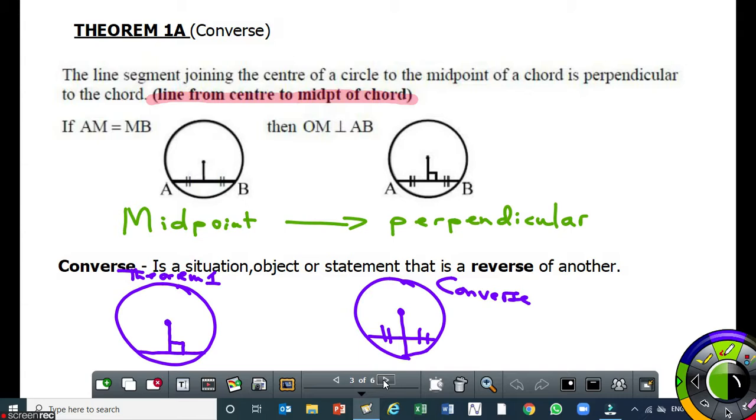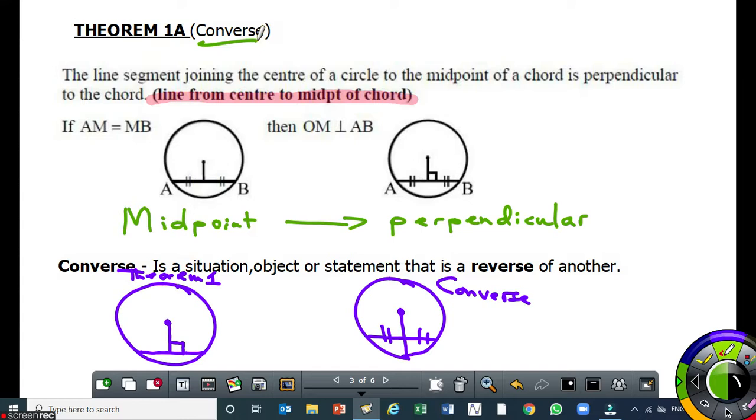Theorem 1a. That is the converse. In previous grades, I'm not sure whether you were taught what the meaning of that word is, the converse. The word converse in geometry means the opposite. It is a statement that is the opposite of, in this case, a theorem. This is called the converse of theorem 1a, which means it is the reverse of theorem 1a.